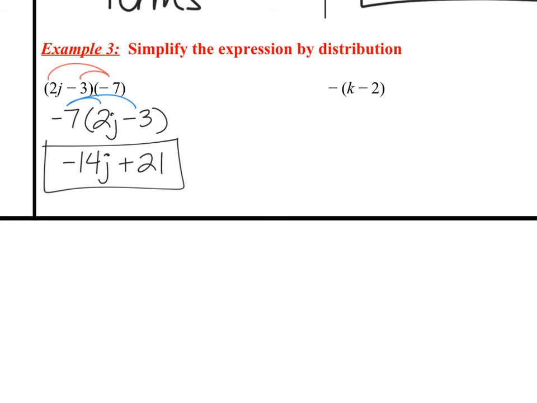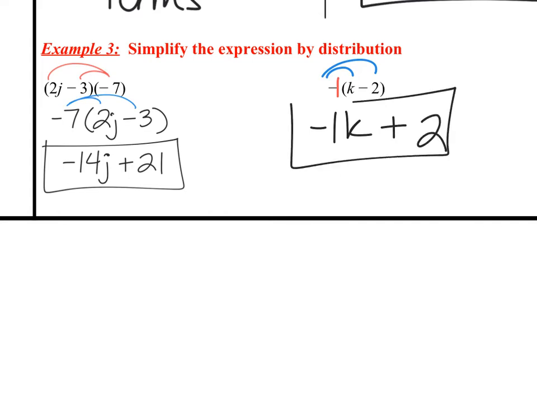On the next example, the number that you should have had out in front is -1. So we're distributing not just negative, but -1, and we're multiplying both those terms by -1. So -1 times k gets me -1k, and then -1 times -2 gets me a positive 2.